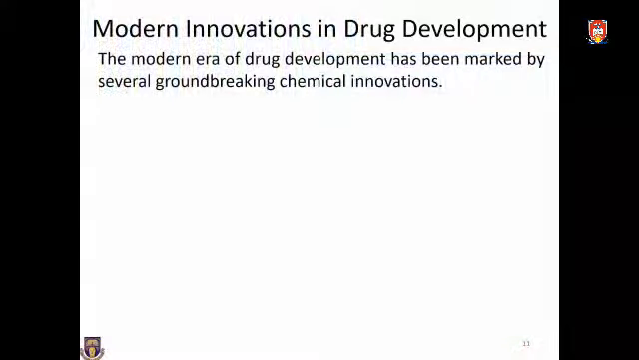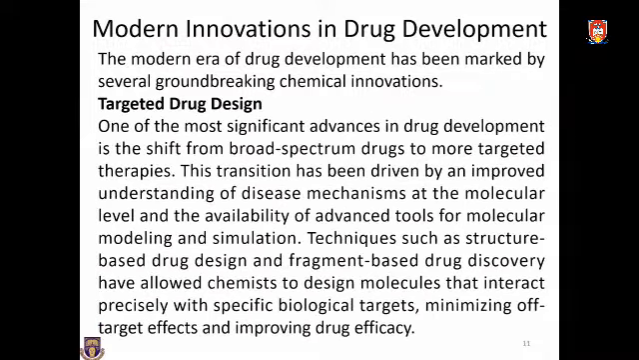All right, so let's go on to modern innovations in drug development because of our time. Now, the modern era, of course, we have so many innovations today. And we know that with time, we have actually advanced significantly. So one of the things that is an area of innovation is the fact that we can today have what we call targeted drug design.